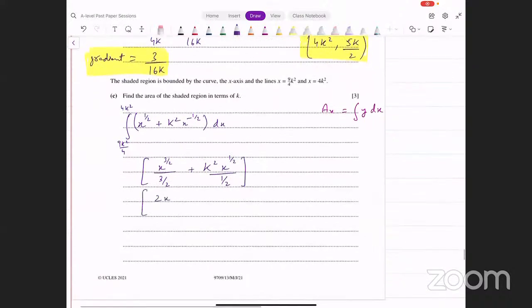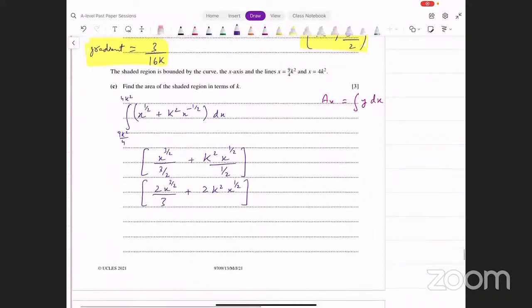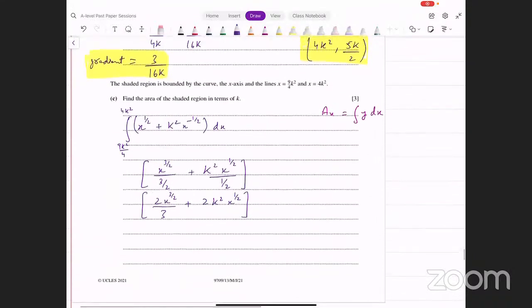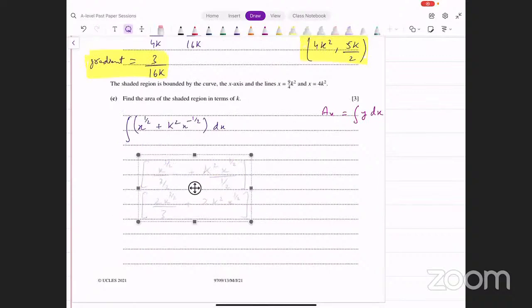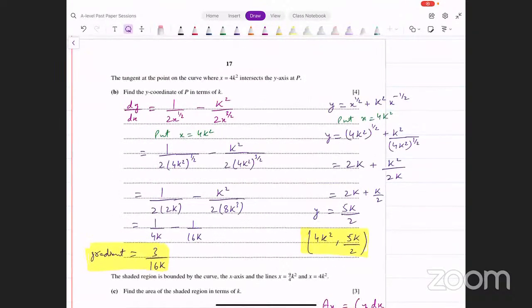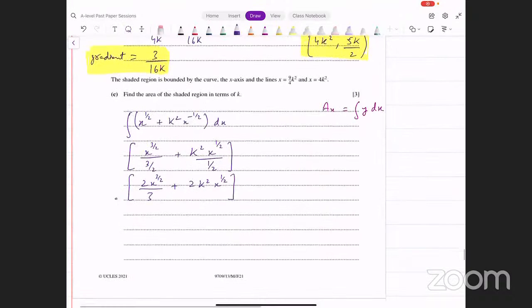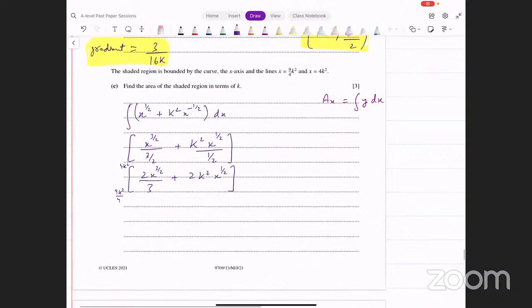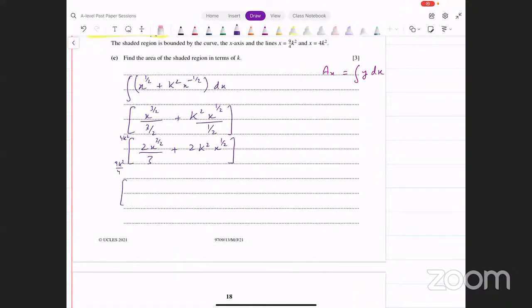Let's simplify this. We get 2x raised to power 3/2. नीचे वाला 2 ऊपर चला गया. Divided by 3 plus 2k square x raised to power 1/2. And now what you got to do is you got to input those limits. 9k square over 4 से लेकर 4k square वो limits input कर दें. अब सिर्फ algebra है. इसके बाद 4k square input करेंगे.